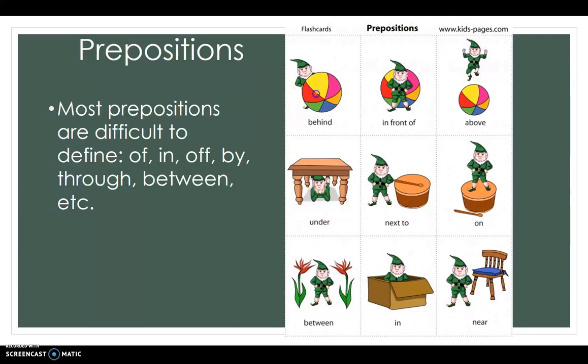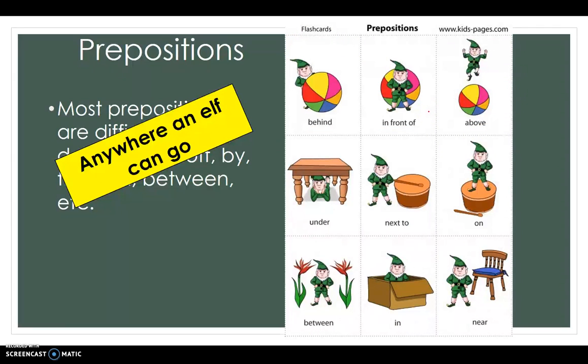So the elf is behind the ball, so behind is a preposition. The elf is in front of the ball. The elf is above the ball. The elf is under the table. The elf is next to the drum. The elf is on the drum. The elf is between the flowers. The elf is in the box. The elf is near the chair. And what you're going to find really is a preposition is anywhere an elf can go.